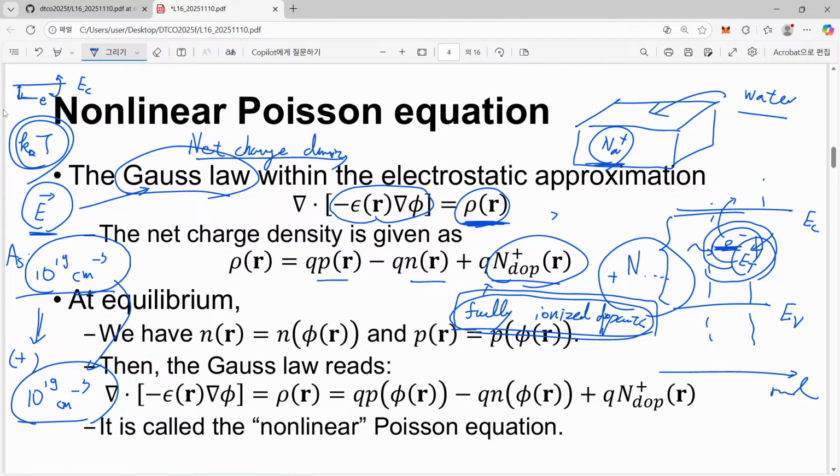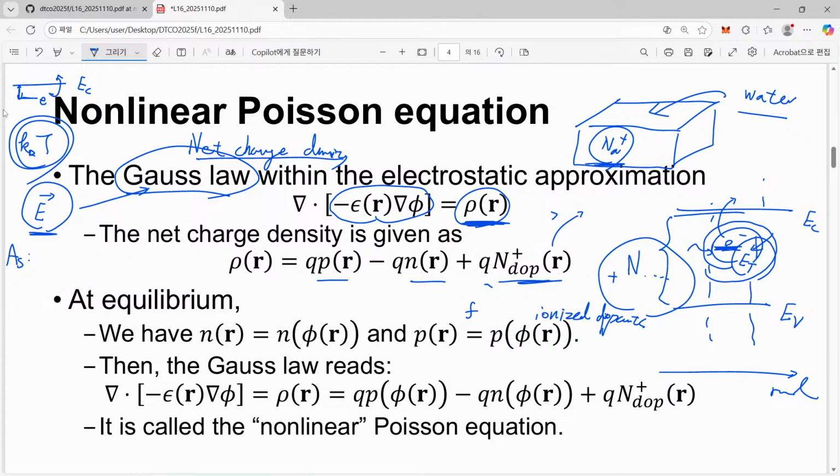So we have to consider ionization efficiency for these dopants, but we will not talk about this advanced topic because we are currently talking about the 300 Kelvin room temperature situation. So anyway, if we accept this limitation of our discussion, then we can say that the contribution from ionized dopant is more or less given as a function of position only.